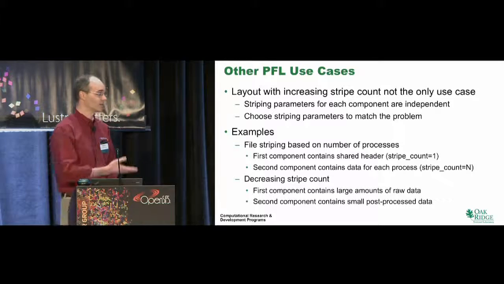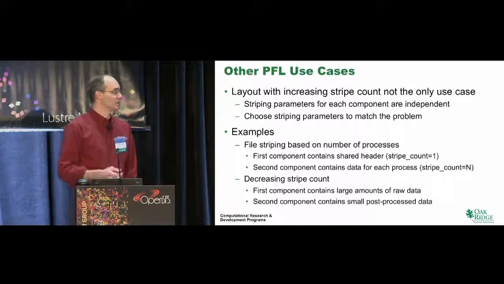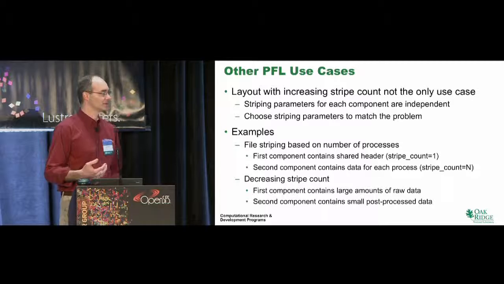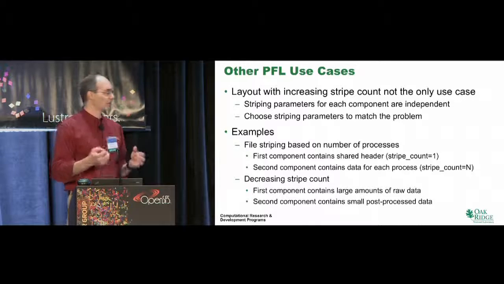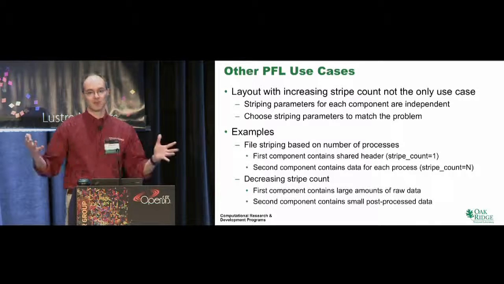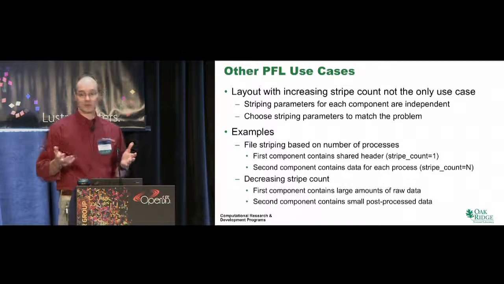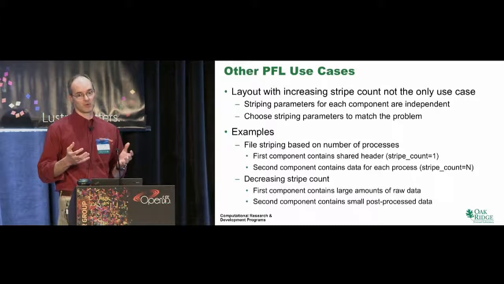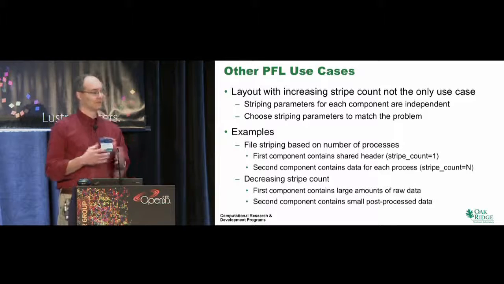What you really want to do is choose your layout to match the problem that you're trying to solve. Some examples of alternate layouts you might consider: you might want to choose your striping based on the number of processes. Say you had a file where there's a component that's like a shared header that might be read by a lot of processes, and then the second component of your file actually has each process writing or reading its own chunk of data. So you might want the second component to scale with the number of processes while the first component is always stripe count 1.